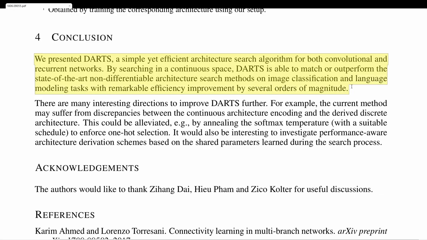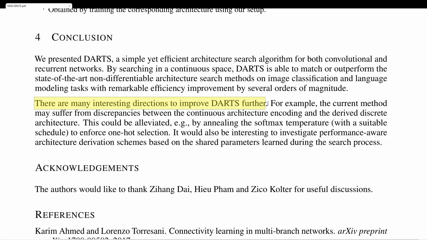There are many interesting directions to improve DARTS further. For example, the current method may suffer from discrepancies between the continuous architecture encoding and the derived discrete architecture. This could be alleviated, for example, by annealing the softmax temperature with a suitable schedule to enforce one-hot selection. It would also be interesting to investigate performance-aware architecture derivation schemes based on the shared parameters learned during the search process.